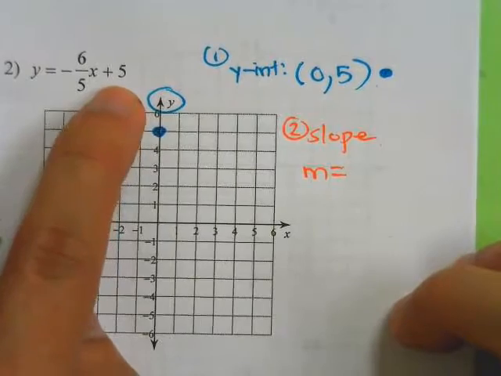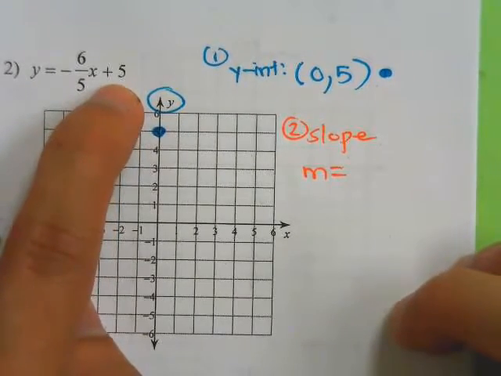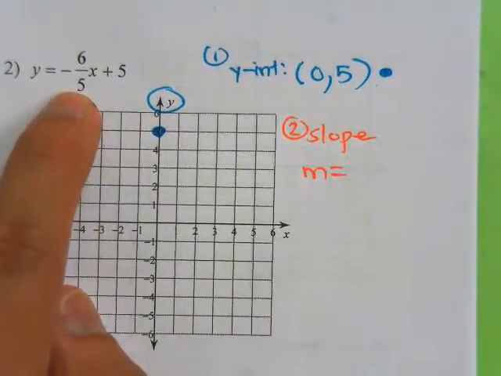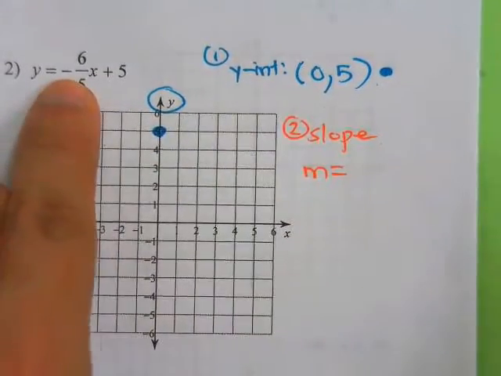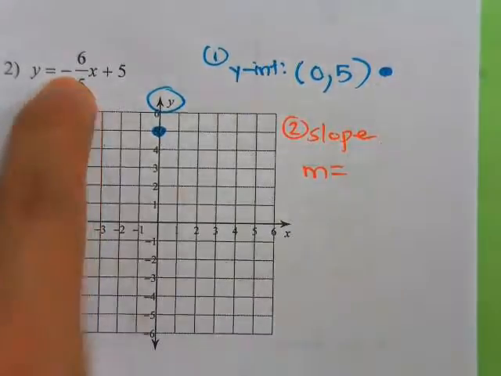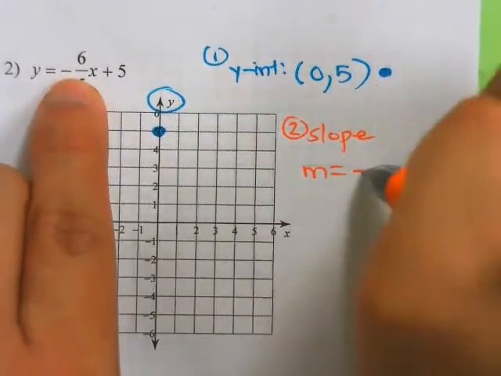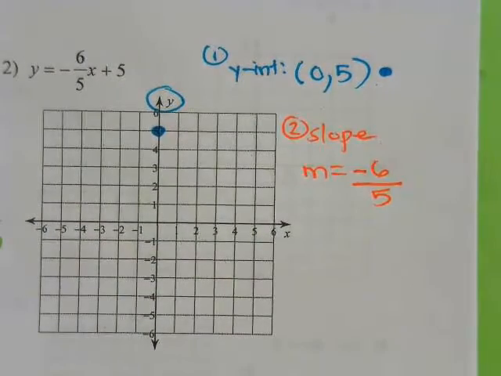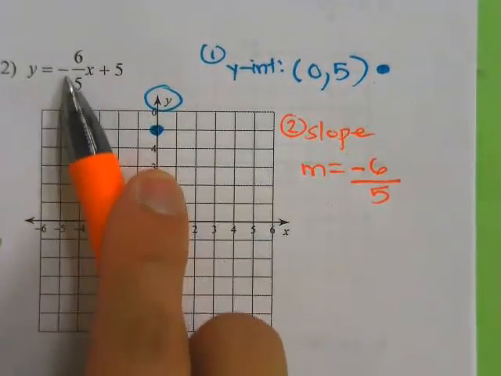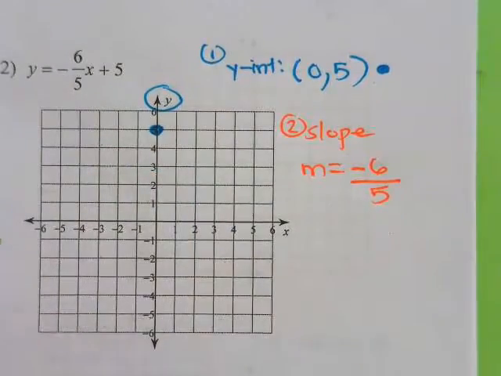So, by process of elimination, if 5 is the y-intercept, negative 6 over 5 has to be the slope. And it's by the x. If you have one negative, put that on the top. So, you see that it's on the side, put that negative on the top. Do not put 2 negatives, because there's no 2 negative signs. There's only 1 negative. So put that negative on the top.